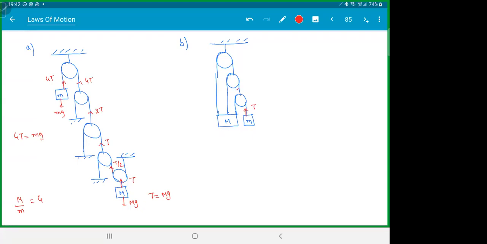Take this as T, 2T, 4T. T, 2T, and 4T. We have done this in constraints. This is capital Mg and this is small mg. So 7T is balancing capital Mg, 1T is balancing small mg. M by m is 7. Sure, check. Just need to write the forces and equate it to the weight there.